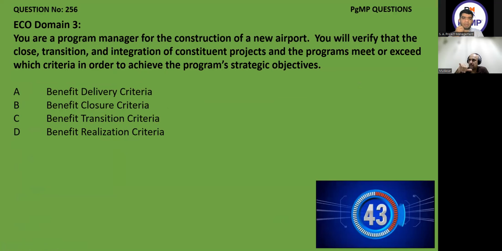Why? Because in order to close, transition or integrate a constituent project or a component, it has to meet or exceed the benefit realization criteria. Excellent. So the correct answer is D, because there is no delivery criteria. These are all made up terms. Delivery criteria, closure criteria, transition criteria are all made up terms.